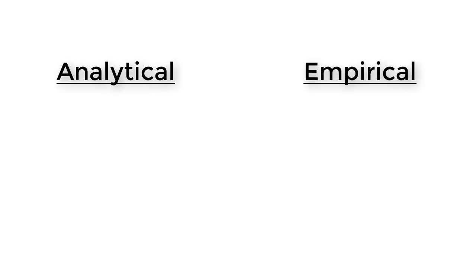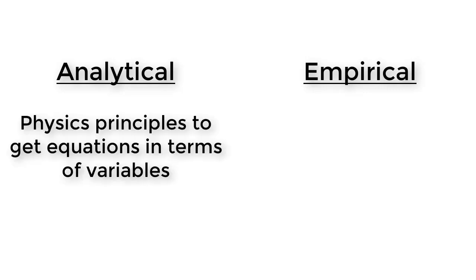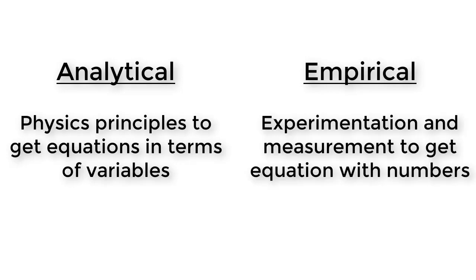But first, I need to point out here that there are two different general approaches that we can take to modeling any system: the analytical approach and the empirical approach. The analytical approach is what we did in the last assignment. We used the laws of physics to come up with equations to create a mathematical model of our system in terms of variables. The empirical approach is different. Here, we perform an experiment on our system and take measurements to make a model in terms of numbers.